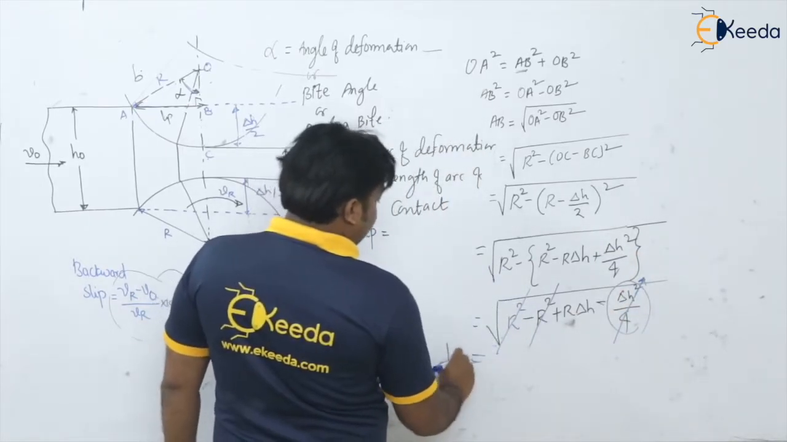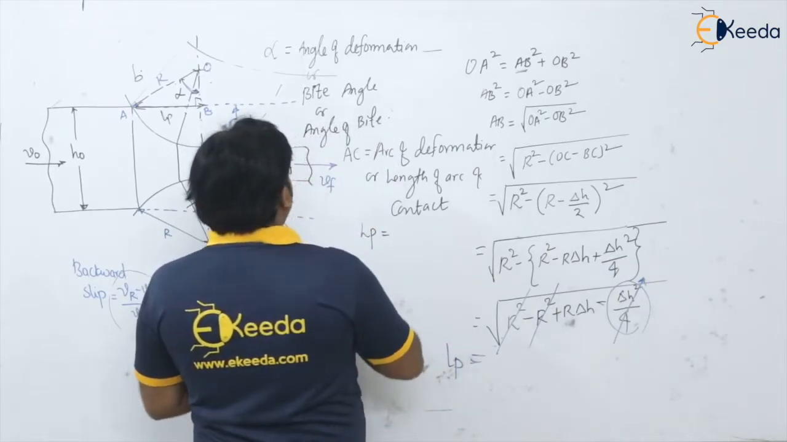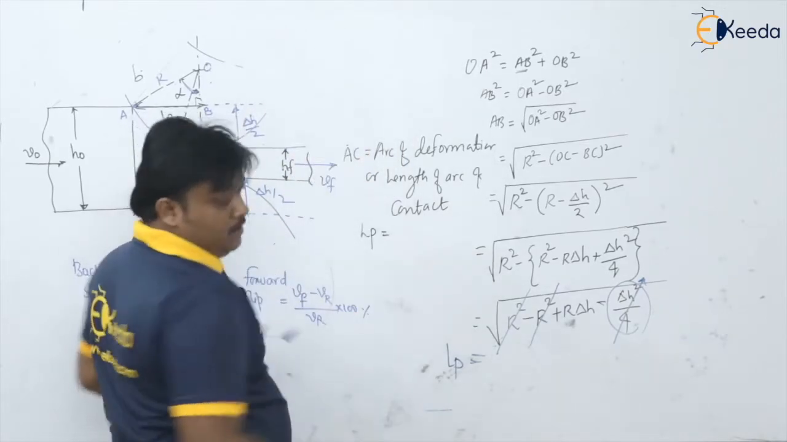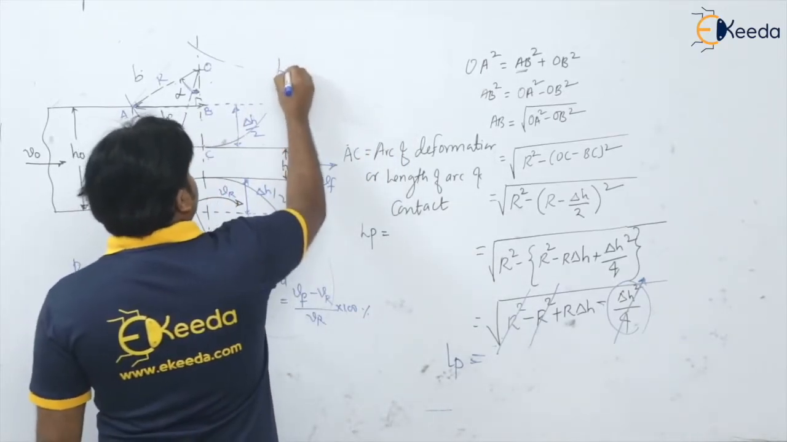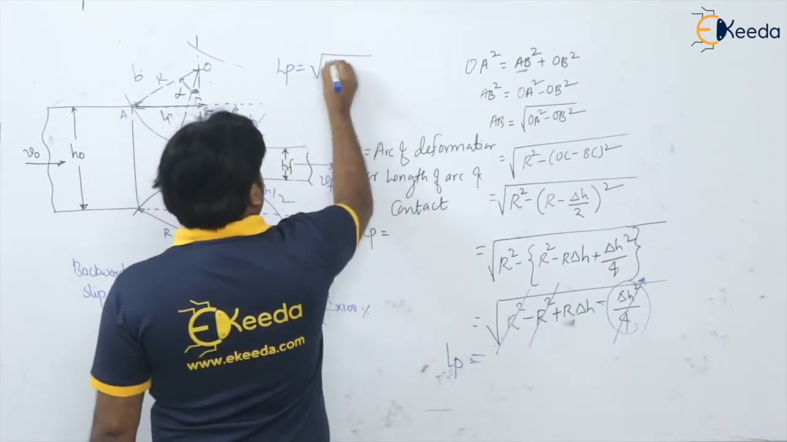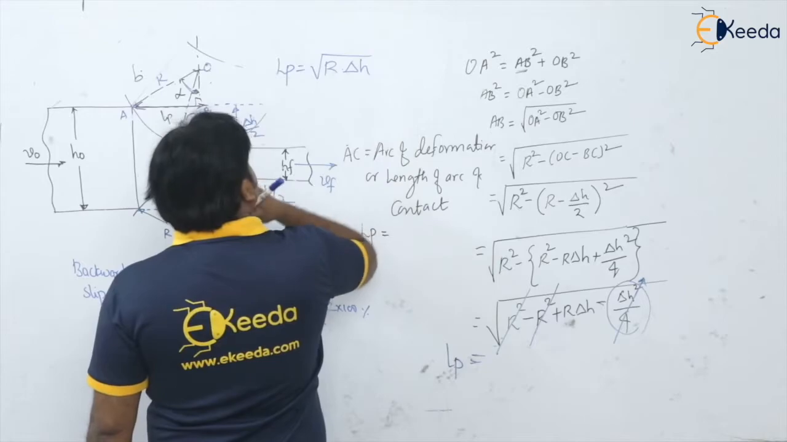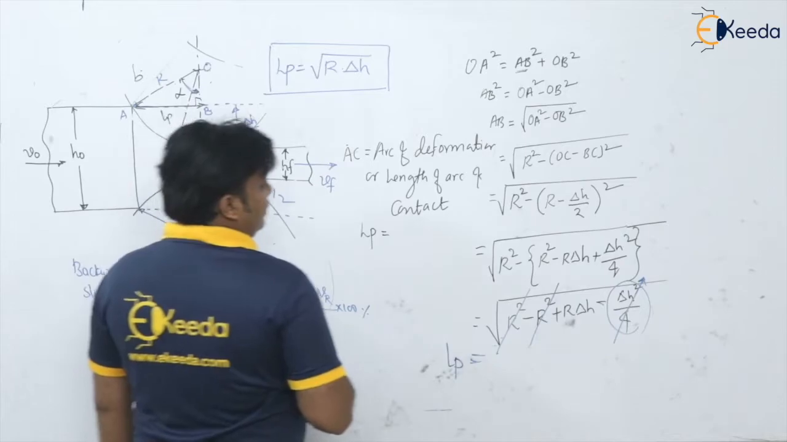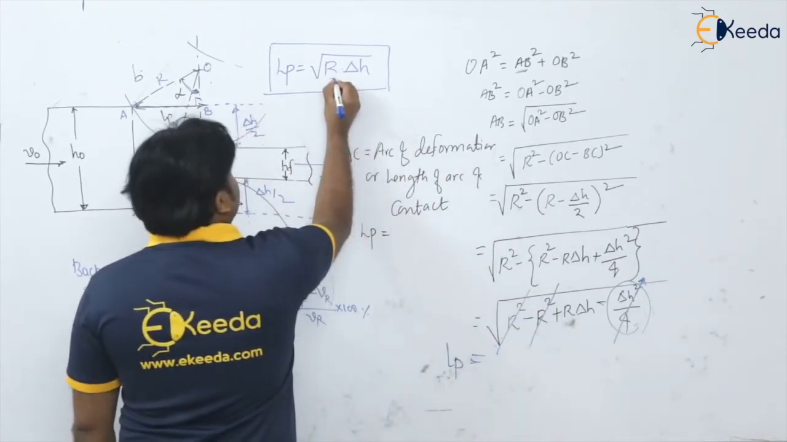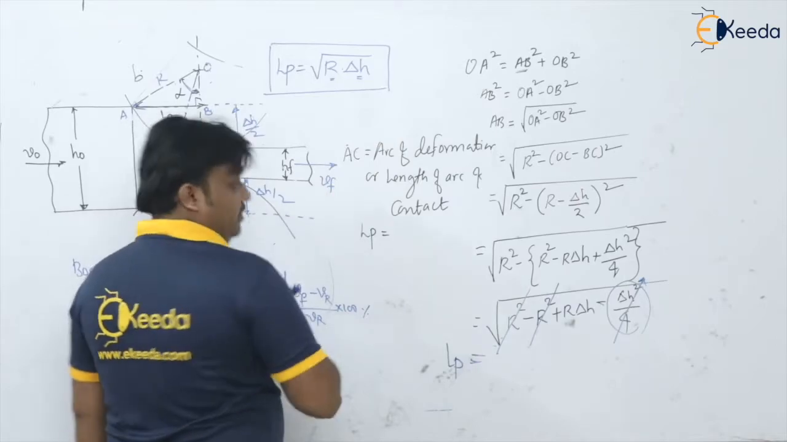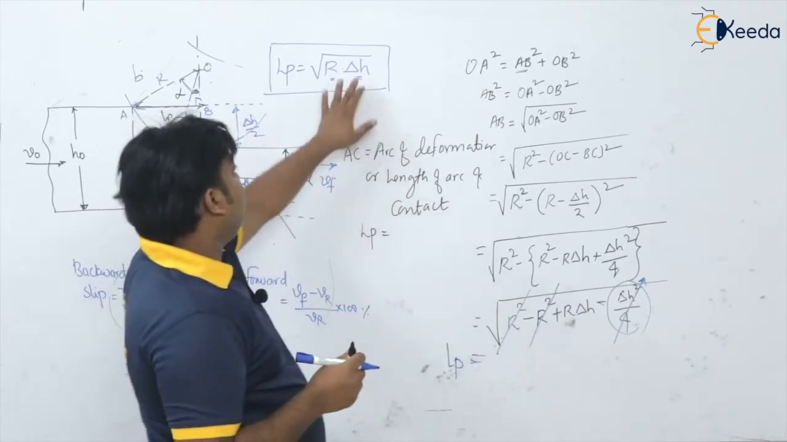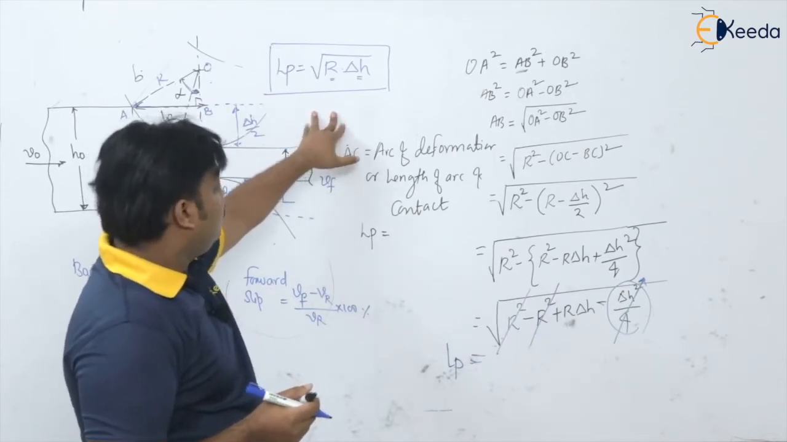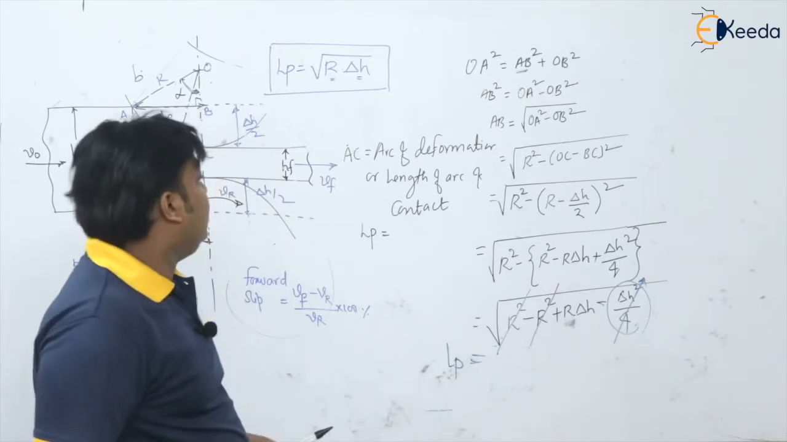So what can I write for LP? I will write it here on the top. This LP is equal to under root of R times delta H. Please remember, R times delta H, where R is roller radius and delta H is the draft, H original minus H final, this is your delta H. Okay, now tell me the value for tan of angle alpha.